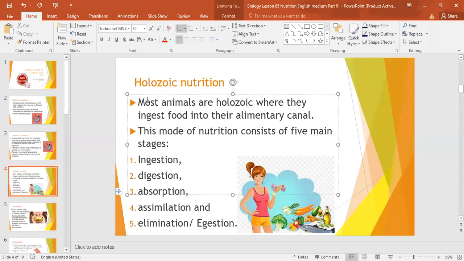Most animals, including man, are holozoic, where they ingest food into their alimentary canal. This mode of nutrition consists of 5 main stages. You have to memorize all 5 stages: ingestion, digestion, absorption, assimilation, and elimination, also known as egestion.